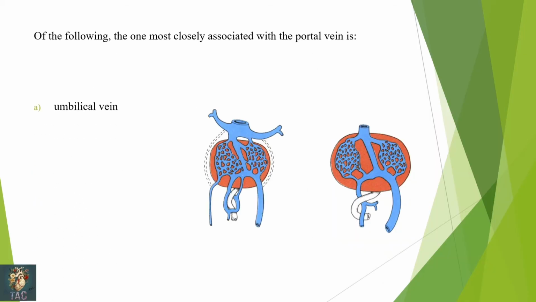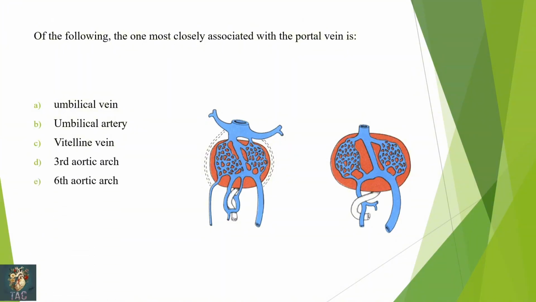Next is which of the following one is most closely associated with the portal vein: the umbilical vein, umbilical artery, vitelline vein, third aortic arch and sixth aortic arch. So here you can see the anastomosis around the duodenum is formed by the vitelline veins and this is later on forming the portal vein. So portal vein is related with the vitelline vein.